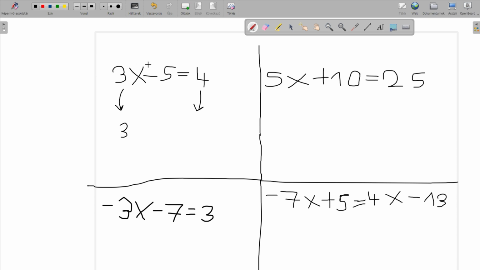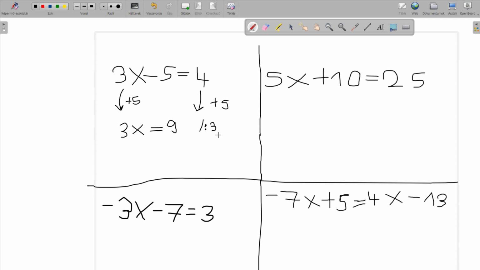We want the x's or the x expressions on one side and we want the numbers on the other side, so we can add 5 to both sides. So plus 5 and plus 5, because we want to put this minus 5 over to that side, and the way it can sort of vanish is by adding 5. Obviously it won't vanish, that's just a metaphor, but this is 3x and this is 9, and then we only have to divide by 3.